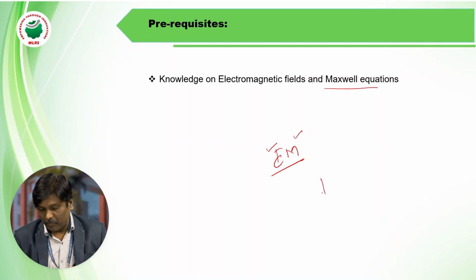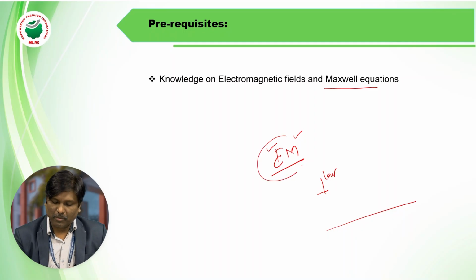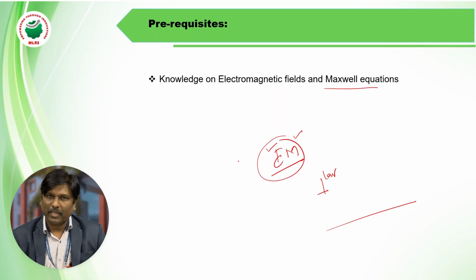These two fields are perpendicular to each other and also perpendicular to the plane of propagation. So it consists of two different fields, electric field and magnetic field. Such types of EM waves are used in antenna and wave propagation. Apart from these, we also use Maxwell's equations. So this is the prerequisite for the antennas and wave propagation subject.